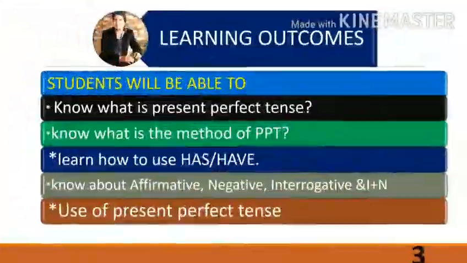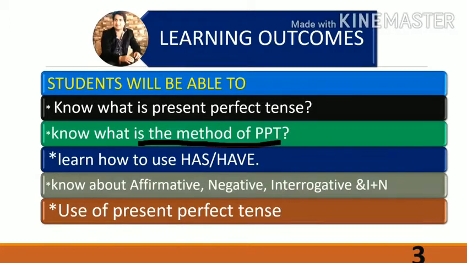Students, today we are going to discuss and know about what is present perfect tense. We will discuss and know about what is the exact method of present perfect tense. We will learn how to make use of has and how to make use of have. Along with this, we will discuss what is affirmative, what is negative, and what is interrogative, and what is interrogative negative. We will discuss all this in this present perfect tense.